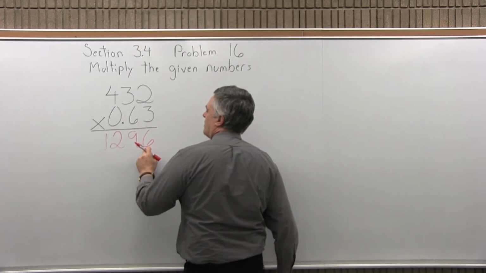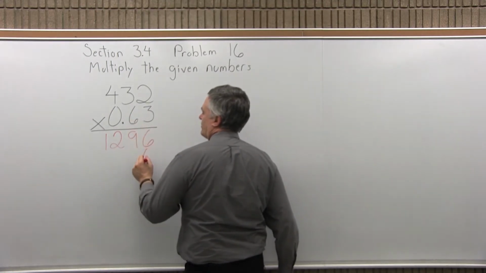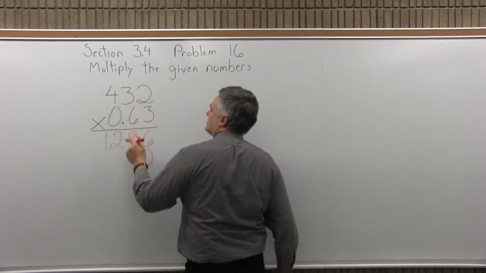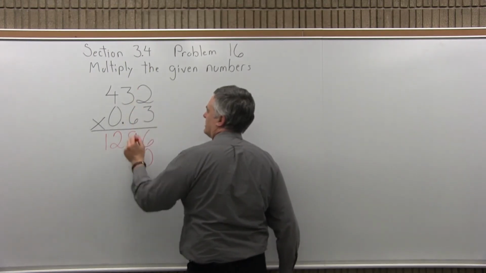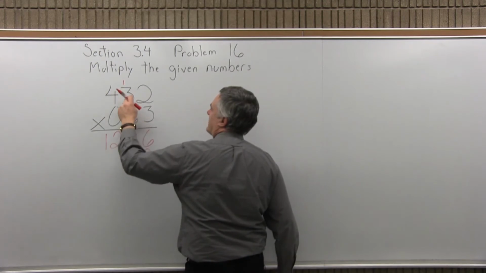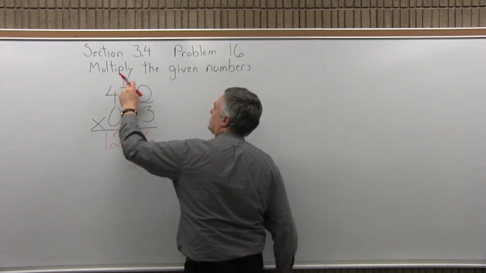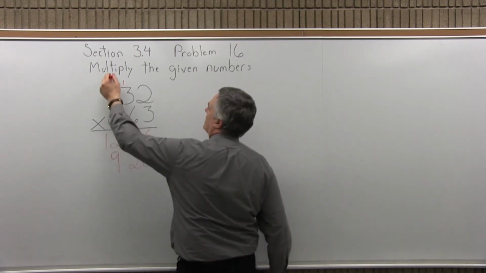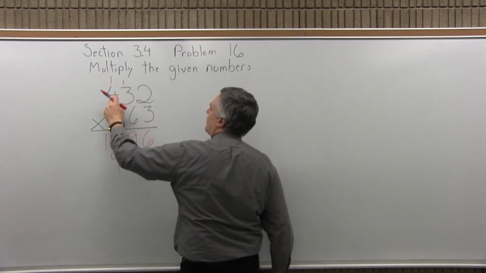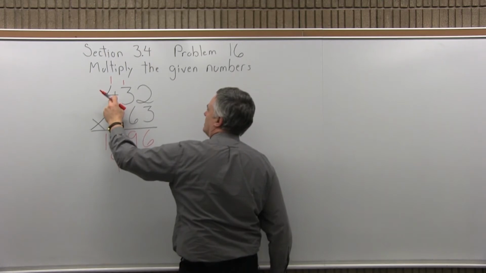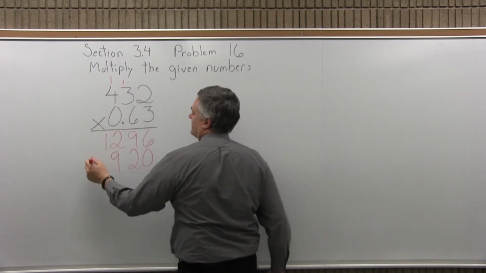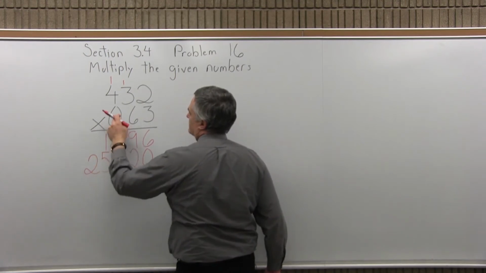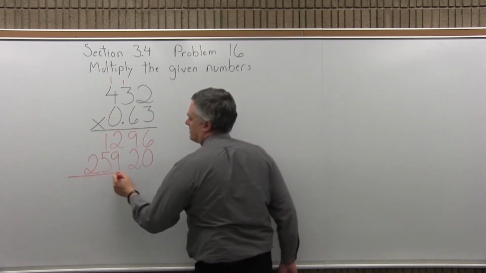Then go down one row and multiply the 6. So if I go down one row, I want to put in a 0 to hold my place. 6 times 2 is 12. Right, the 2, carry the 1. 6 times 3 is 18. 18 plus the 1 that I carried is 19. Write the 9, carry the 1. 6 times 4 is 24. 24 plus the 1 more that I carried is 25. And the 0 in front I really don't need to worry about.